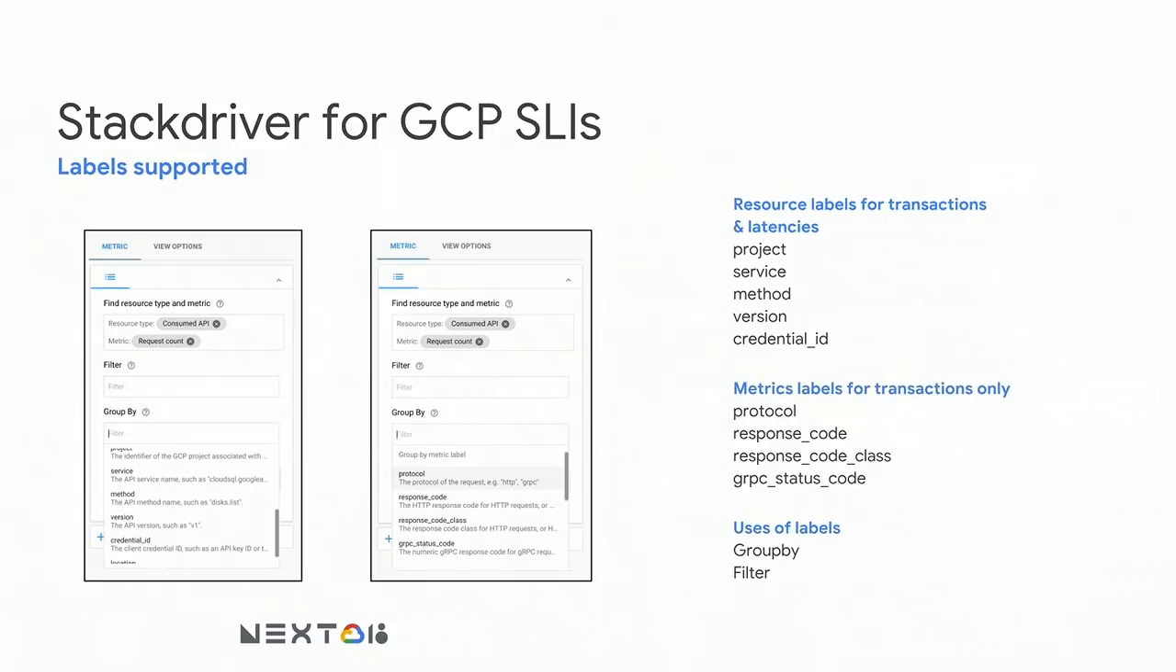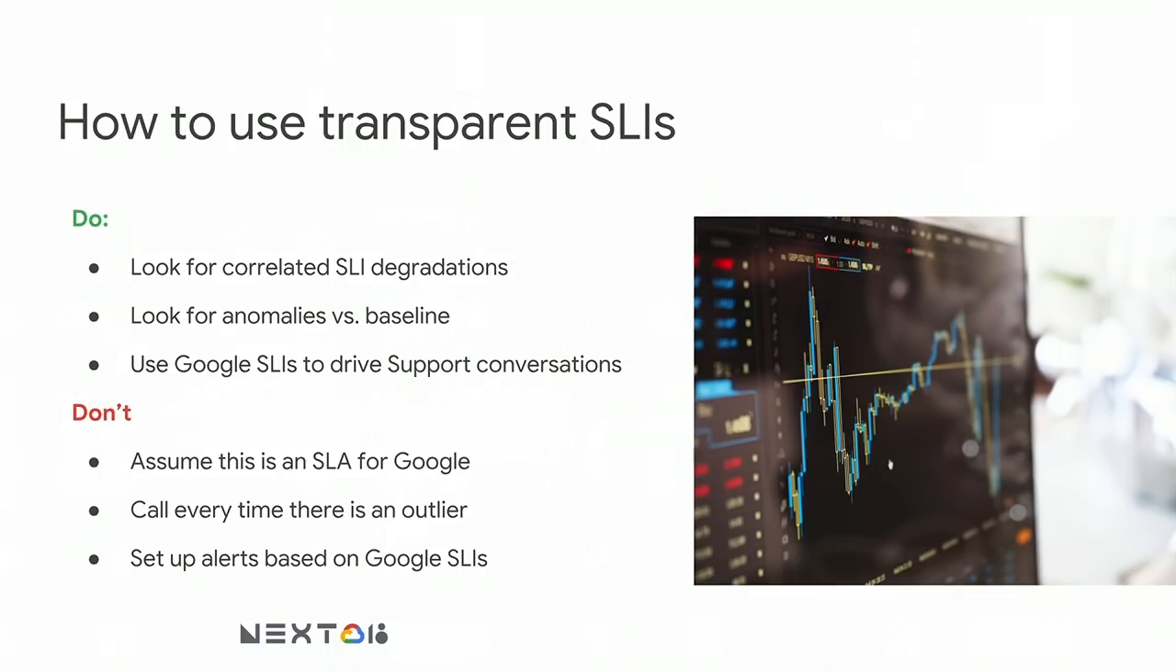There are a number of different labels supported. This is a subset that I've listed here. The whole list would have been totally illegible instead of slightly illegible. But this allows you to break it down by method, by project, or by service, or by response code. Maybe you're suddenly seeing an uptick in a specific response code and you want to dig in. And then, as with all metrics in Stackdriver, you can use group by or filter to help refine, as Liz was talking about earlier.